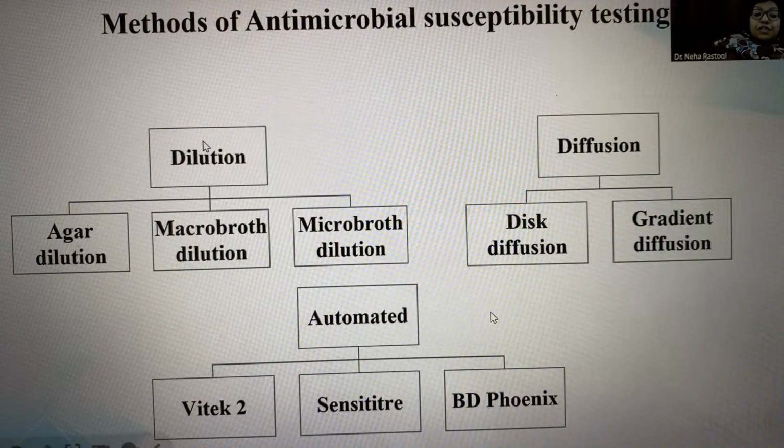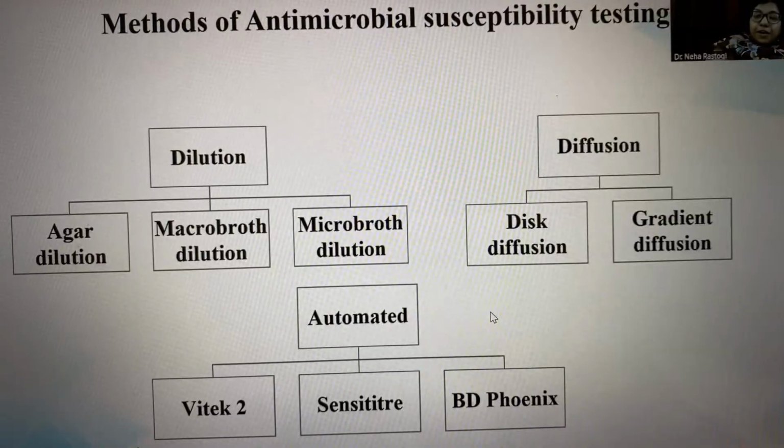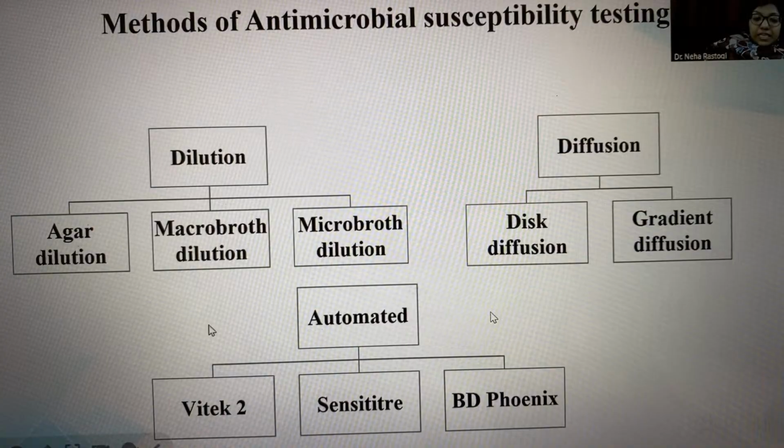Dilution, which is actually the gold standard for any susceptibility determination, includes the agar-based dilution, macro broth, and micro broth dilution. Very important in bacterial as well as in fungal and other organisms. But for the time being, since these are the easiest to use, the first line of antibiotic susceptibility testing that comes to anybody at the bedside is either the disc diffusion with proper zone diameter testing, or the Vitek 2.